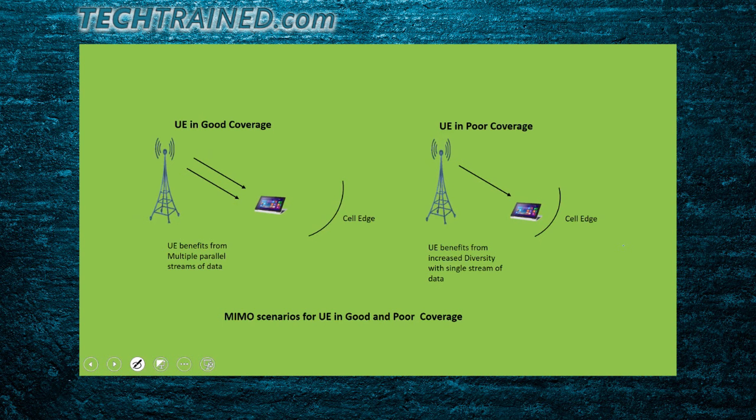If the UE is in good coverage, it can have more streams of information, as you can see over here using the spatial multiplexing scenario. If the UE is at the edge of the cell, we can go for beamforming, or we can go for transmit diversity, because when the UE is at the edge of the cell, there will be more fading, noise and interference. So in that case, in order to improve the reliability of transmission of the signal, we can go for transmit diversity.